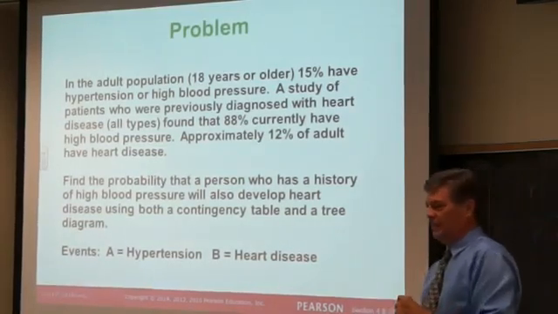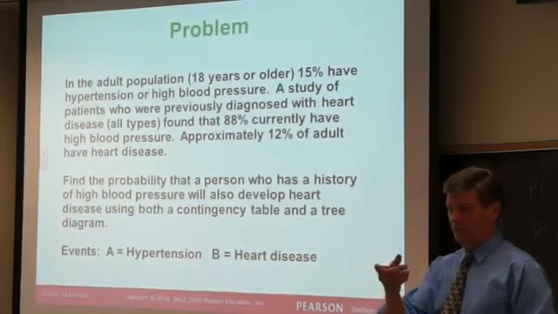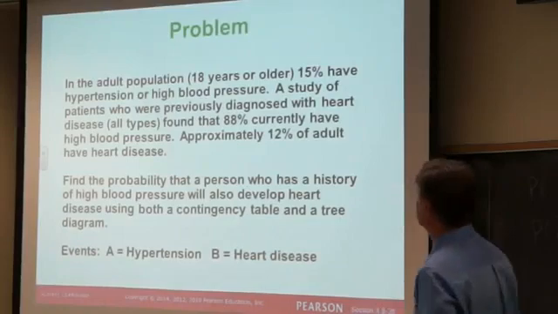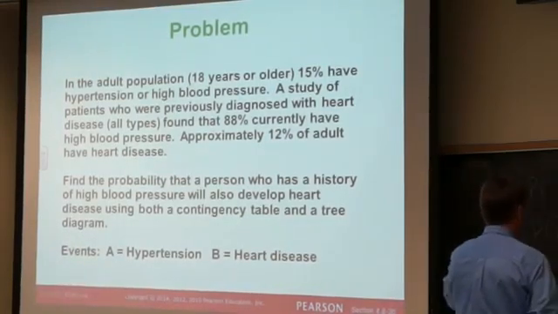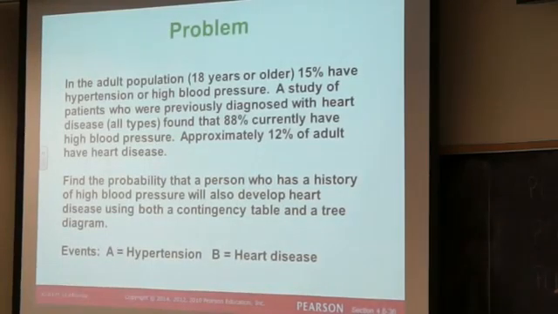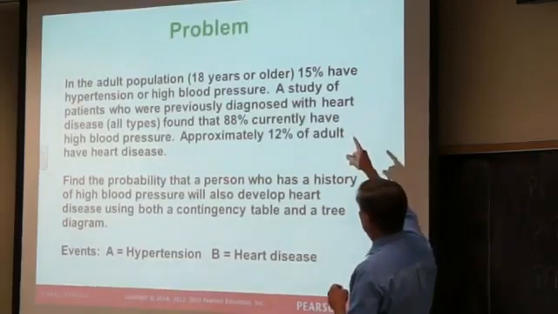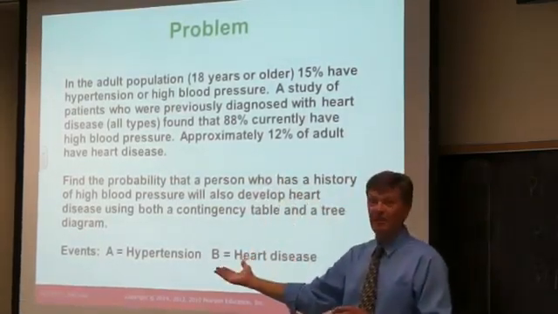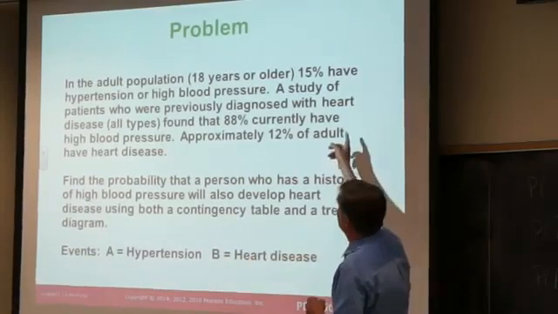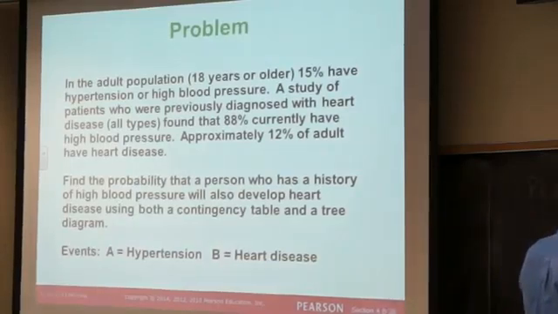How would I translate that into my probabilities? What am I given? Probability of A given B. Let's try that out. That would say, I know the person has heart disease. What's the probability they also have hypertension, given that they have heart disease? Studying patients who were previously diagnosed with heart disease. And that fits. That's given. They have heart disease, 88% would also have high blood pressure. Good. That's 0.88.